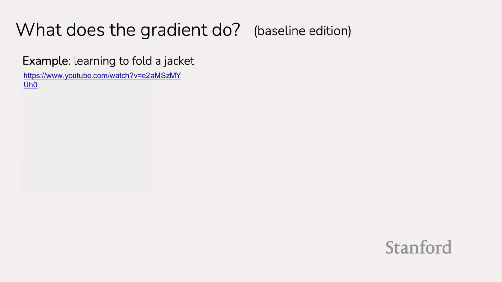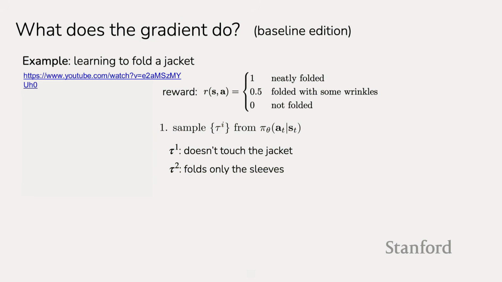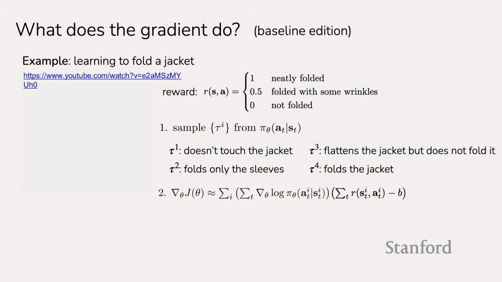Cool. So we have one more episode of what does the gradient do? And we're going to look at a different example. In this case, the robot is folding a jacket, and the reward is 1 if it's neatly folded, 0.5 if it's folded with some wrinkles, and 0 if it's not folded. We're going to again sample from our policy. We have some samples of not touching the jacket, folding only the sleeves but not folding the full thing, flattening the jacket but not folding it, and one trajectory where it does fold the jacket. And my question is, with the baseline in here this time, what does the gradient look like?